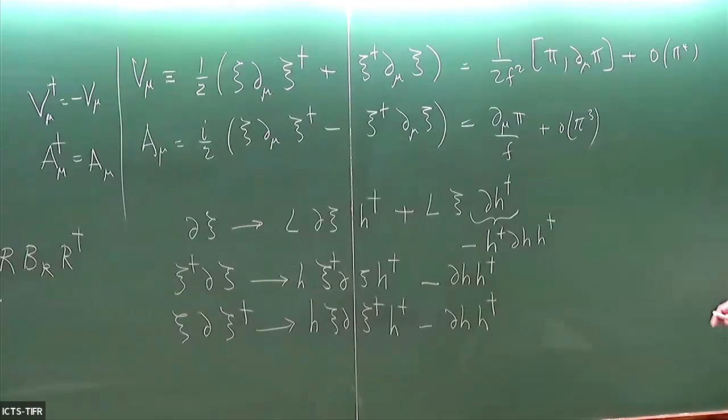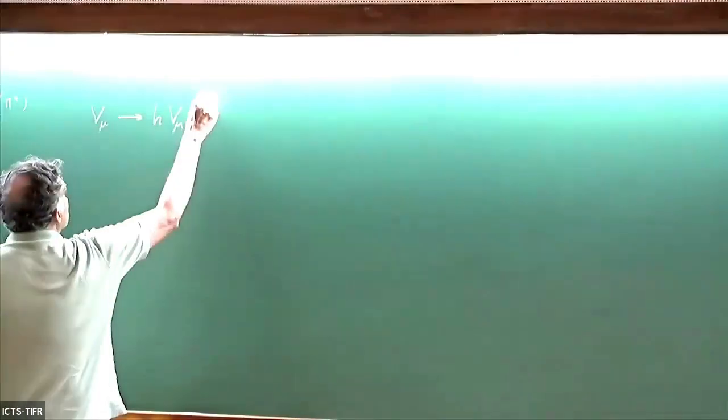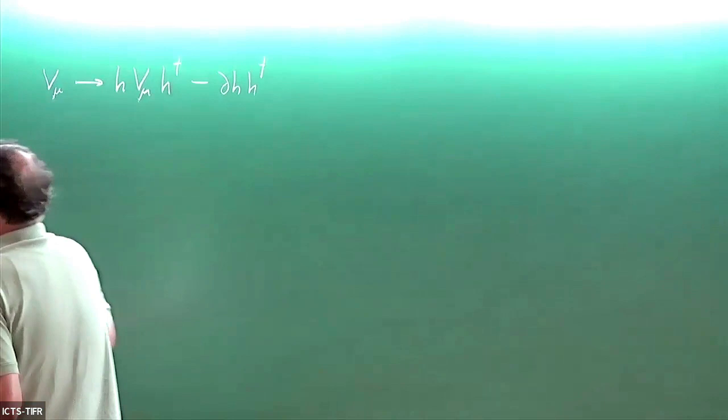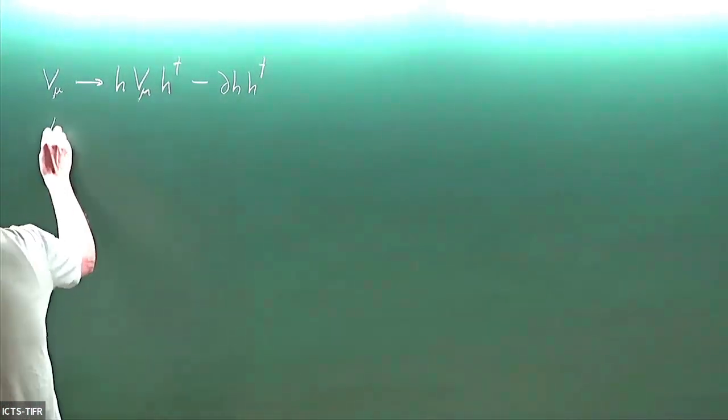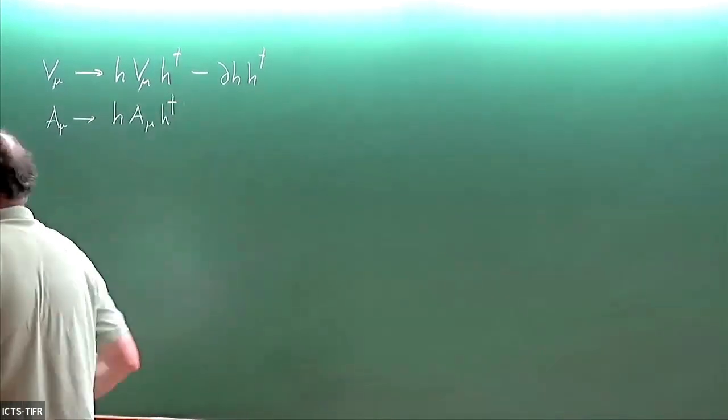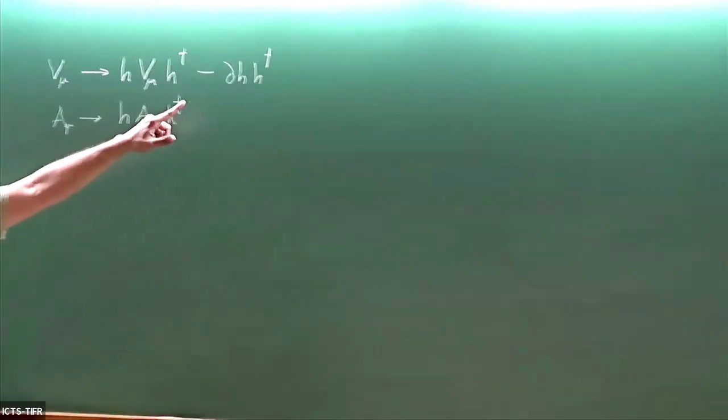But now you can see from here that V_mu goes to H V_mu H† minus ∂H H†, because you're just averaging these two. And A_mu goes to H A_mu H†. So A_mu just transforms like an adjoint. It's a useful axial vector to have around. It's allowed to be there in the chiral Lagrangian. It's just a combination of C's and C daggers. But V transforms like a gauge field.